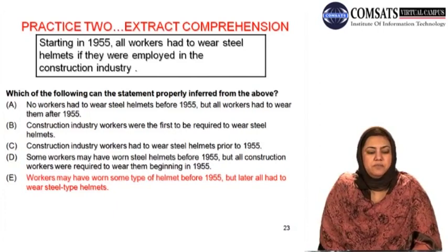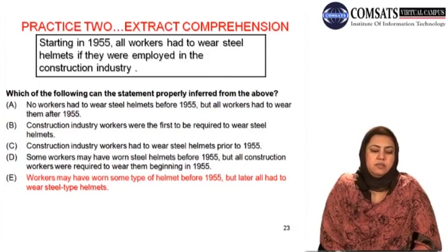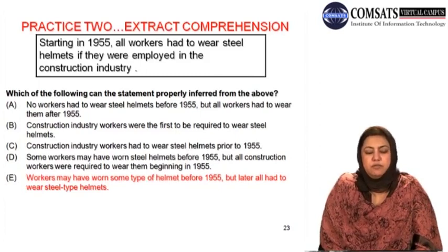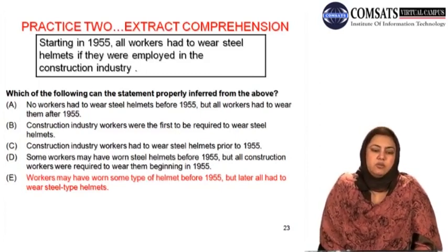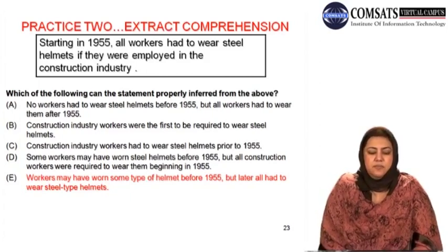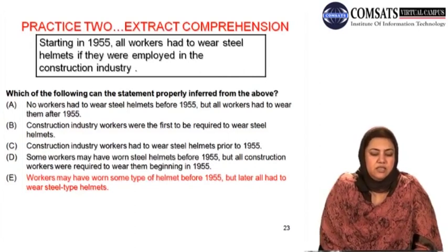Look at option B. Construction industry workers were the first to be required to wear steel helmets. Well, the sentence in itself does not convey anything implicit where any reference to this construction industry as the first to make this compulsion is given, so it is rejected. Option C. Construction industry workers had to wear steel helmets prior to 1955. Now this would be completely opposite to what is said in the sentence, so it is also rejected. The tough competition is between D and E options.